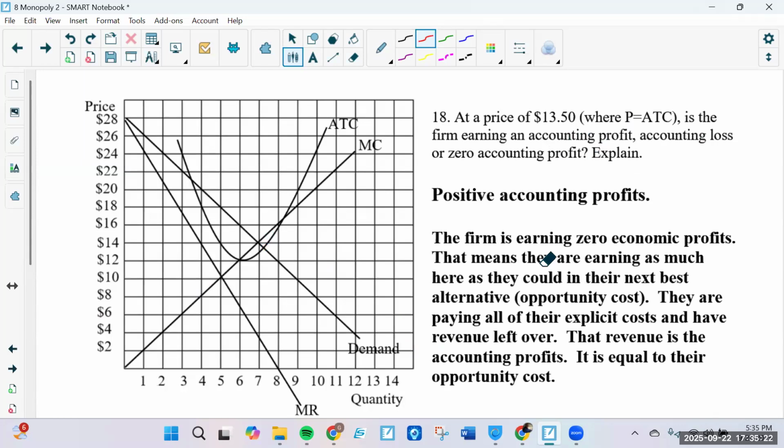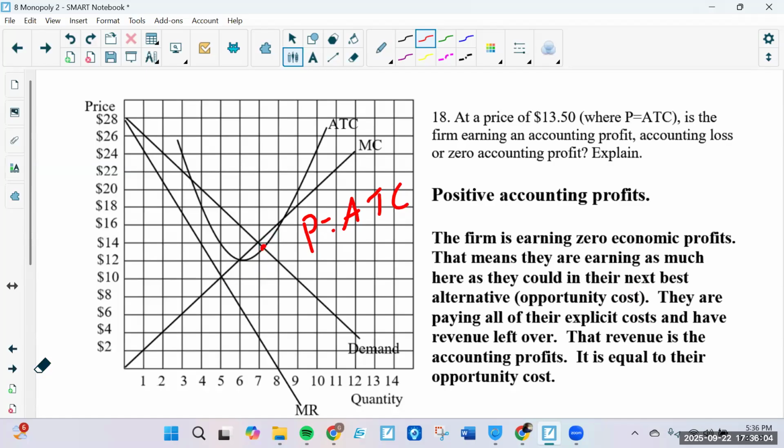No, nope. They're earning a zero economic profit, but that means they're earning a positive accounting profit. Let me say that again because I messed it up. When price equals ATC, they're earning zero economic profit, but they're earning a positive accounting profit. Because when they're earning zero economic profit, that means they're earning as much here as they could in their next best alternative, which is opportunity cost. And accountants don't take into account opportunity costs. And so there's actually a positive accounting profit here because of that.